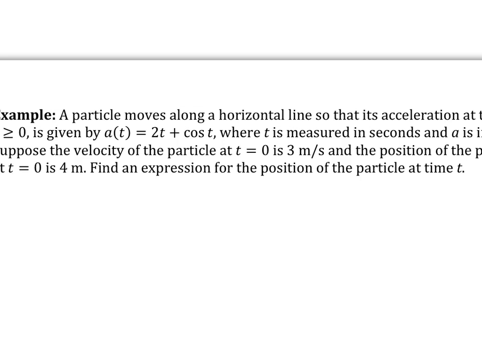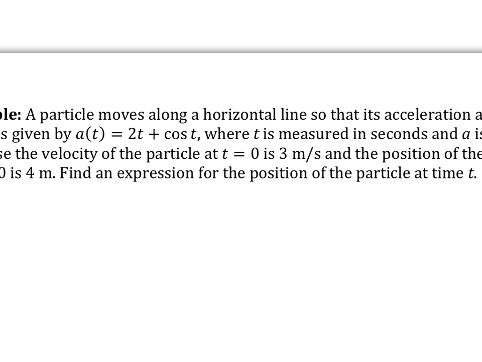Let's start with the easy one then. Okay, so a particle moves along a horizontal line so that its acceleration t is given by this formula, and suppose that the velocity of the particle at t of 0 is 3 meters per second and the position at t of 0 is 4. Find an expression for the position.